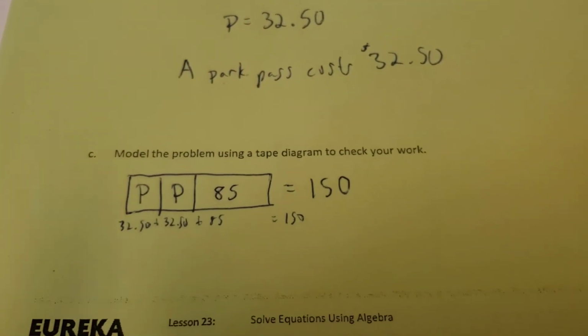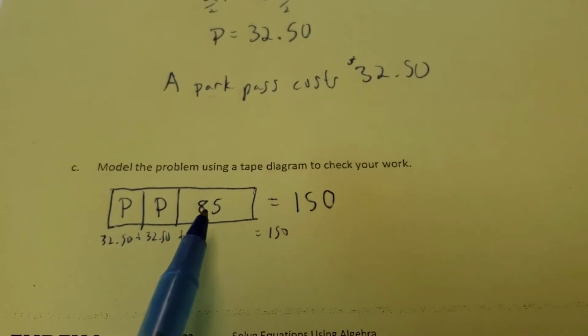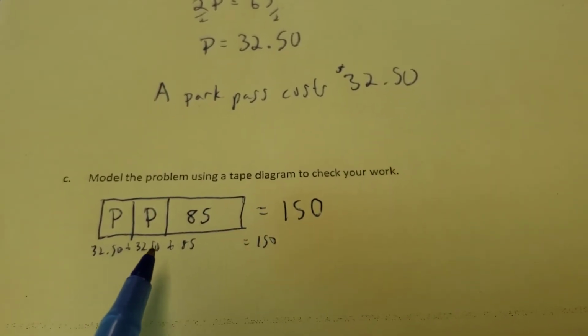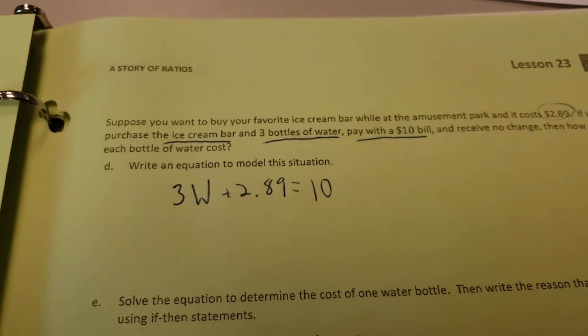You can have a tape diagram that double checks that. You get a park pass for one day, park pass the next day, and your hotel stay should equal $150. And then we know that $32.50 plus $32.50 plus the 85 does equal the $150. So there we go. All right, moving on to our next page.